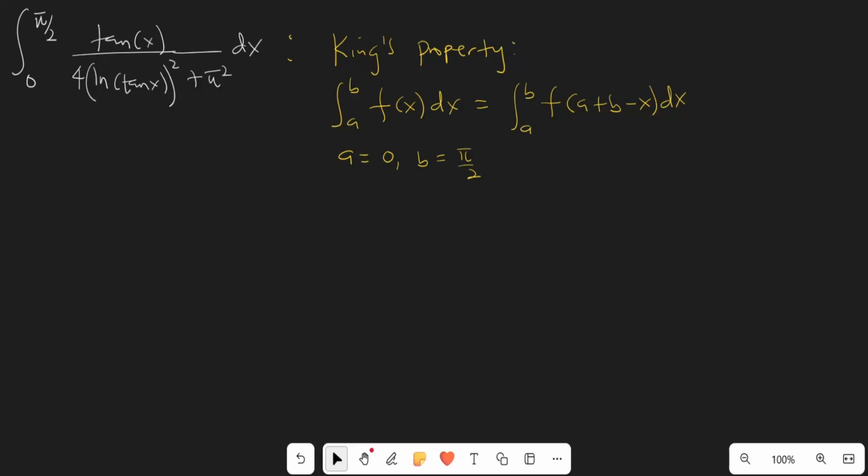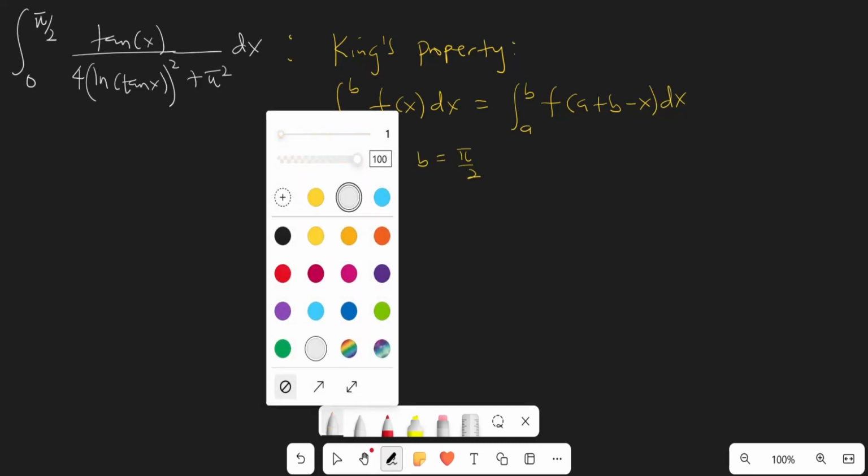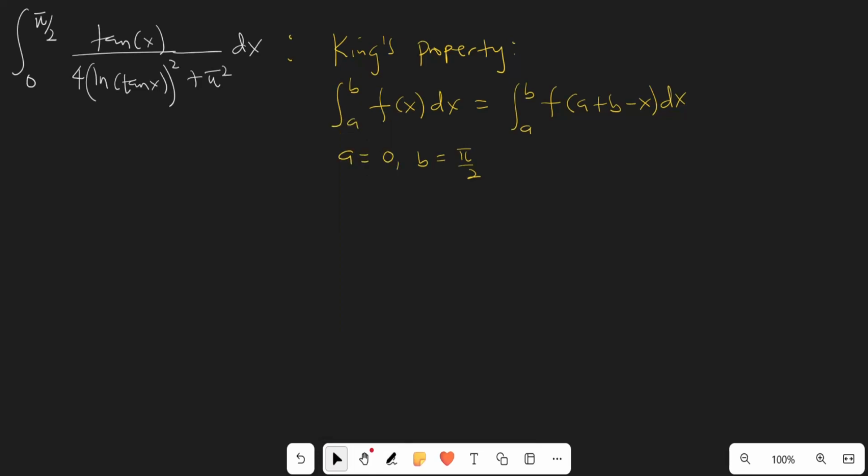So let's solve this integral. First we are going to use the King's property, which has been stated already, here. If you have the integral from a to b of f of x dx, that can be written as the integral from a to b of f of a plus b minus x dx. In this case, our a is equal to 0 and b is equal to pi over 2. So let's use the King's property on our integral.